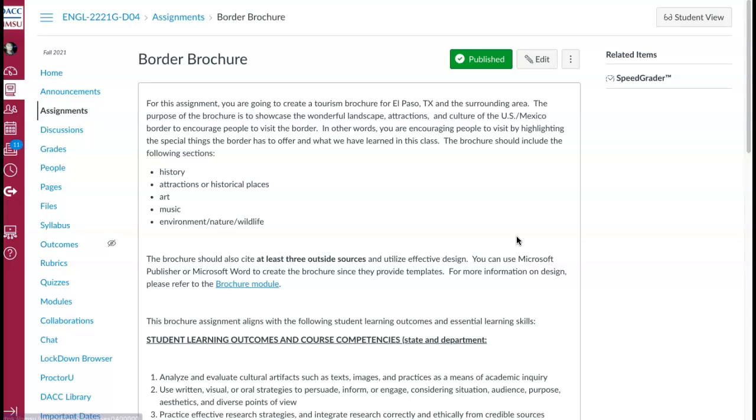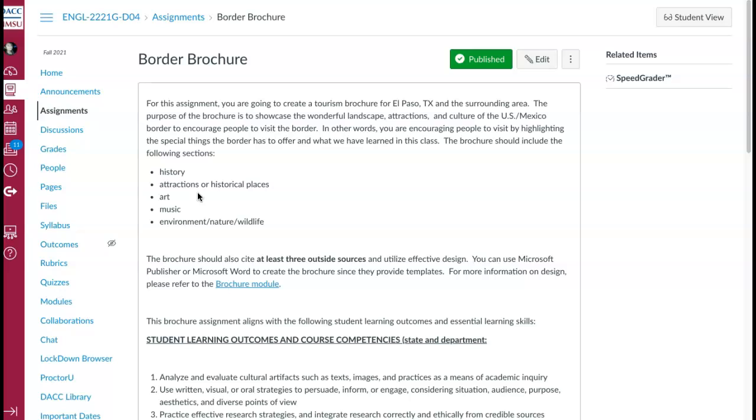Specifically, you are going to focus on these 5 categories, which means that your brochure should have these 5 categories, and you want to conduct some research to become more familiar with each one of these areas. For example, we have gone over history of the US-Mexico border, and we are going to discuss art and music, and we're also going to talk about environment, nature, and wildlife.